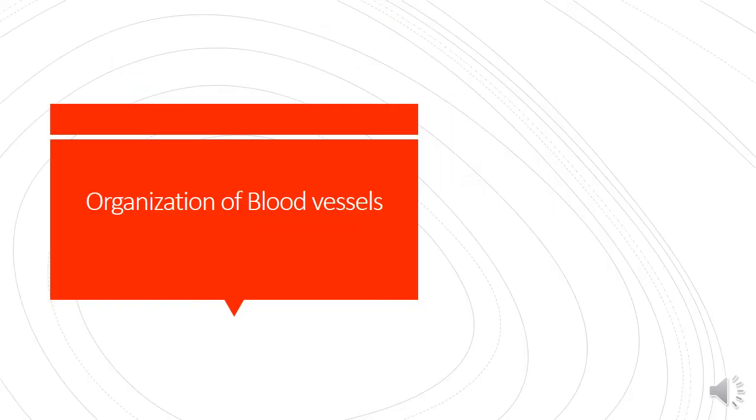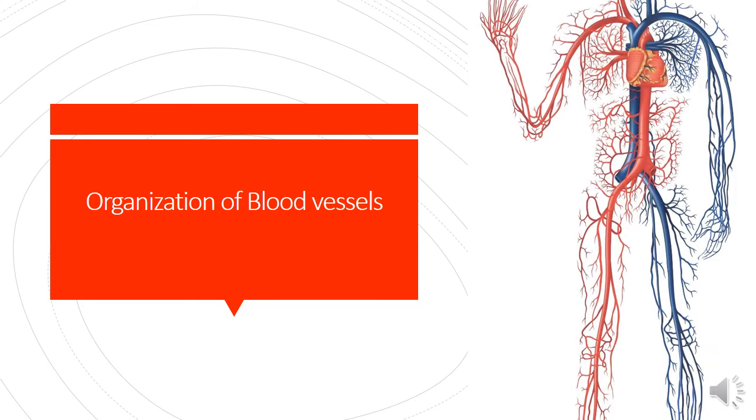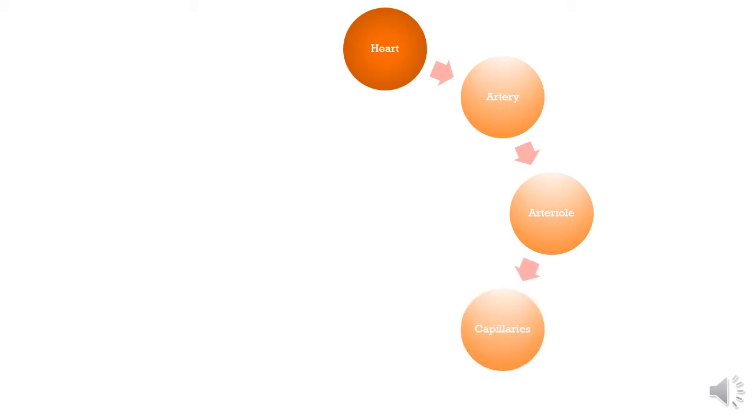Let's look at the organization of blood vessels. So remember, the heart is the organ responsible to pump the blood around the body. Arteries carry blood away from the heart. Arteries then branch out into smaller types of arteries known as arterioles. Arterioles then further branch out into capillaries. Capillaries deliver blood to cells.